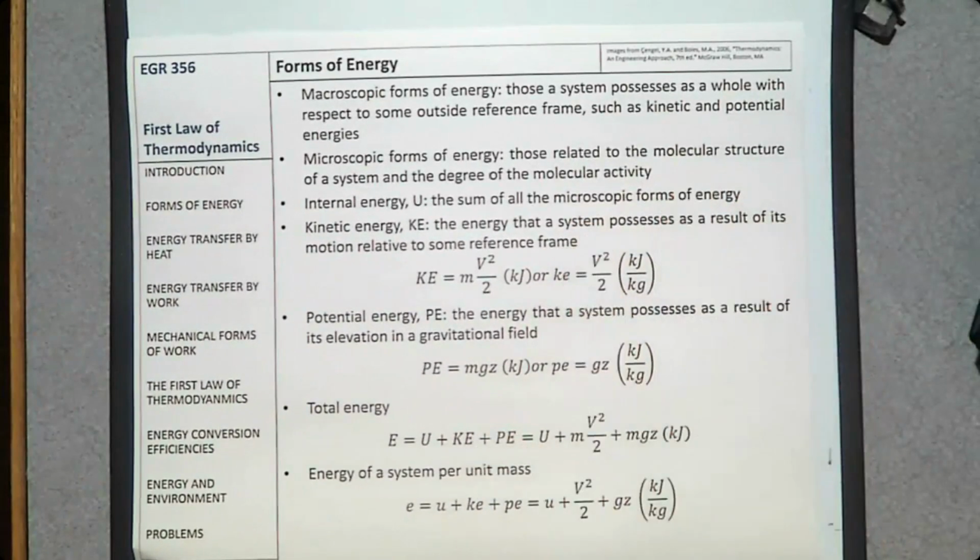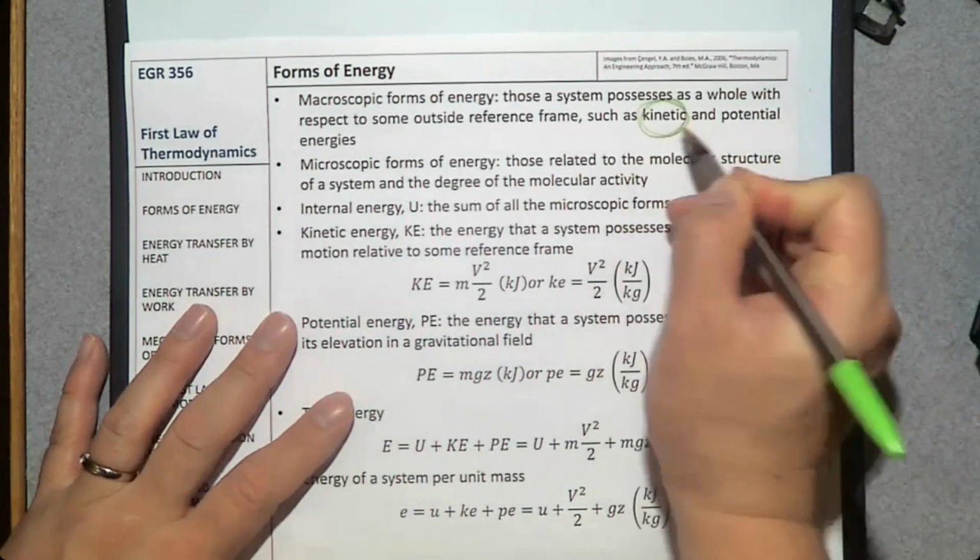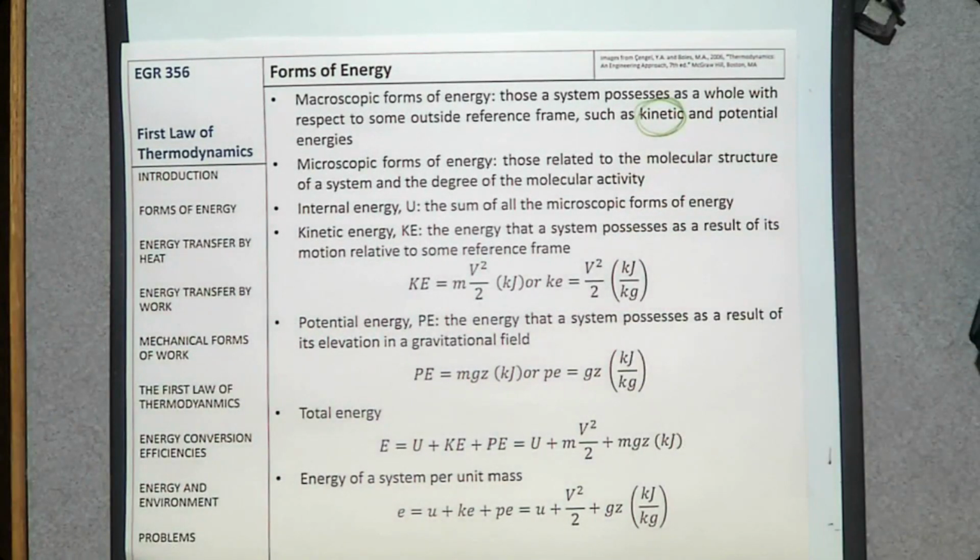But if you want to use that conservation of energy principle, you need to quantify each hamburger, right? So how do you quantify the energy of a system? That's what we are going to study. There are 2 different forms of energy that we are going to study. The first one is macroscopic forms of energy, and the other one is microscopic forms of energy. Macroscopic forms of energy, there are 2 of them: kinetic energy, the energy associated with velocity, and potential energy, the energy associated with gravity.